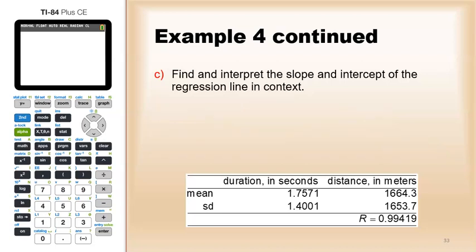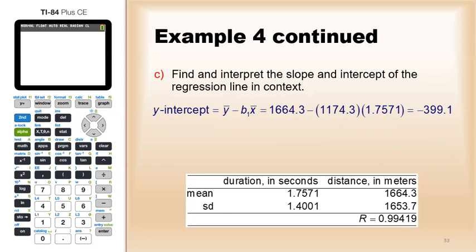As for the intercept, that's going to be the average y value, 1,664.3, minus the slope that we just found, times the average of the x values. So 1,664.3 minus 1,174.3 times 1.7571. Put them together in your calculator, and you should end up with negative 399.1.